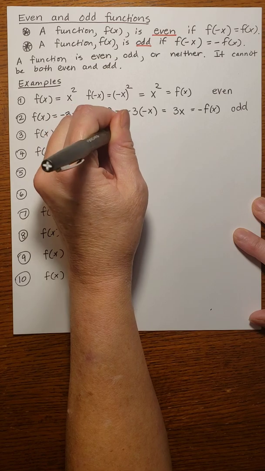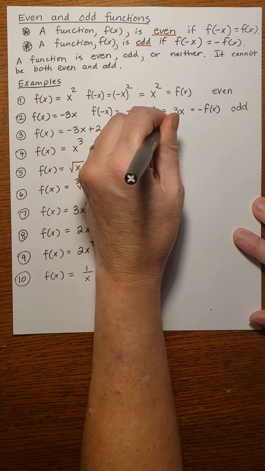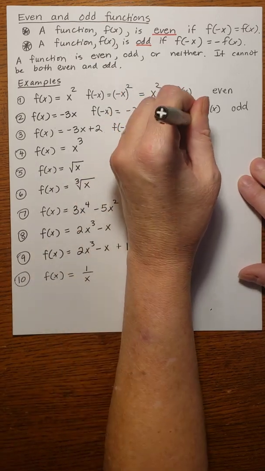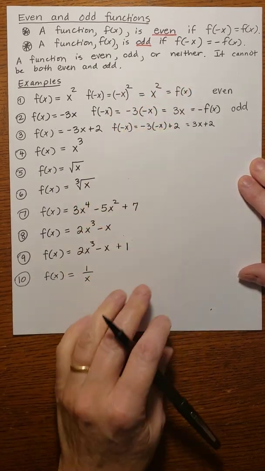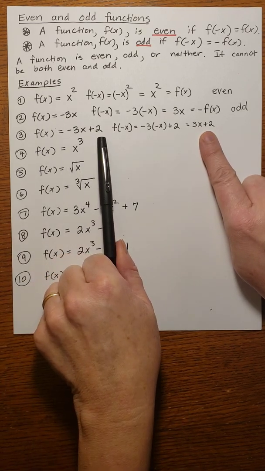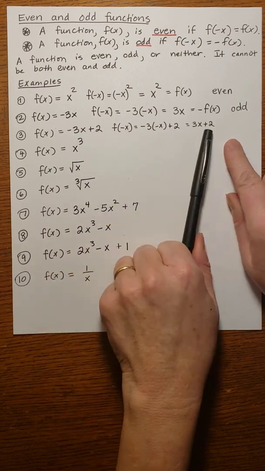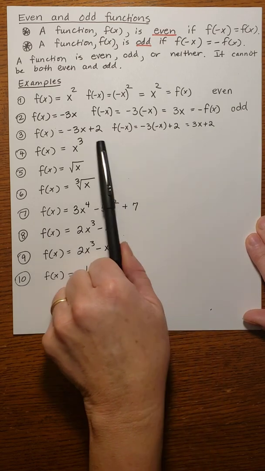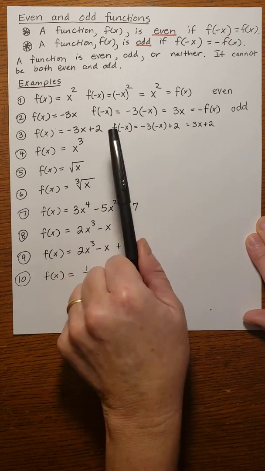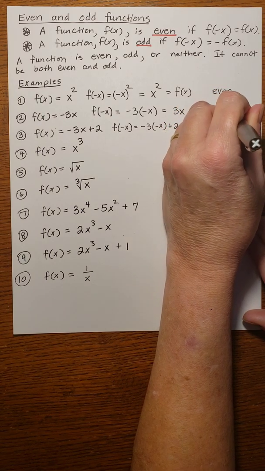Here I'm going to plug in negative x into the original function. This, of course, becomes 3x plus 2. Now, 3x plus 2 is not the opposite sign of negative 3x plus 2. The reason is the 2 did not change sign. So, nor did we get our original function. So this function is neither the original or the negative of the original. So this function is neither even or odd.